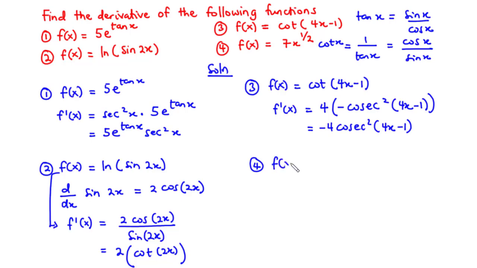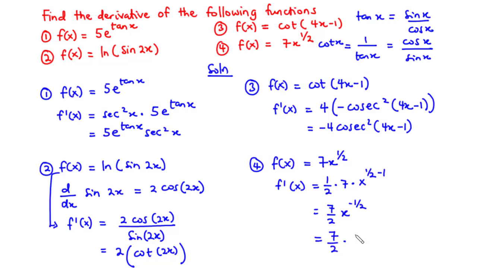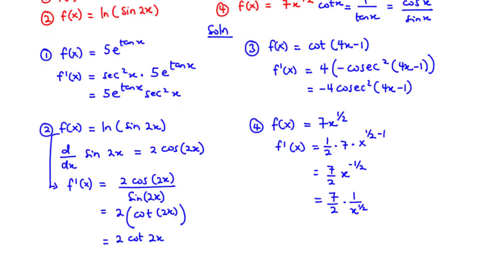And then 4, we have f of x equals 7 times x to the power 1 over 2. f prime of x will be equal to, we are going to drop down the exponent, that is 1 over 2. We multiply by 7, we multiply by x, and then we reduce the exponent on x by 1. So that becomes 1 over 2 minus 1. So we simplify this as 1 over 2 times 7 becomes 7 over 2 times x to the power negative half. We can further simplify this as 7 over 2 times, now x to the power negative 1 over 2 is 1 over x to the power 1 over 2. And then finally, we say that f prime of x is equal to 7 over 2 times 1 over the square root of x. Now let's move on as we consider the subsequent questions.